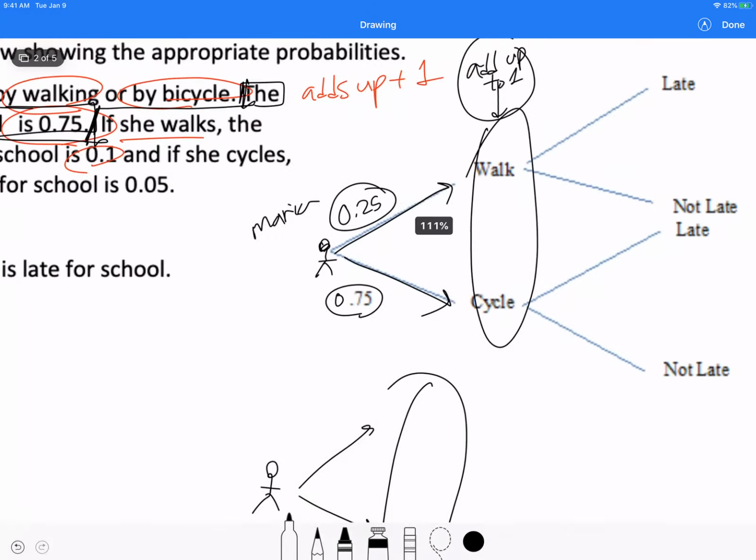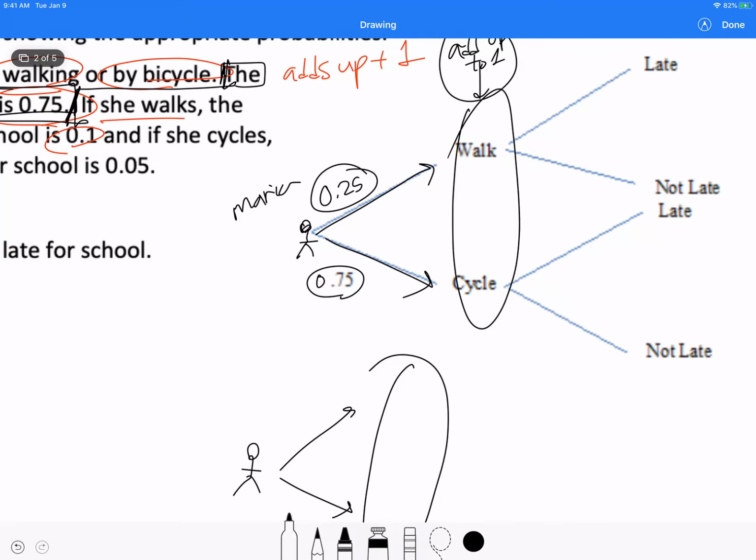So now, when we say 0.75, that's a 75% chance that she's going to end up cycling, and a 25% chance she's going to end up walking. Now, given that there are no other options, whether she runs, jogs, takes a car, or takes a bus, all of that is pushed aside. You either have walking or cycling. It's either this or that.